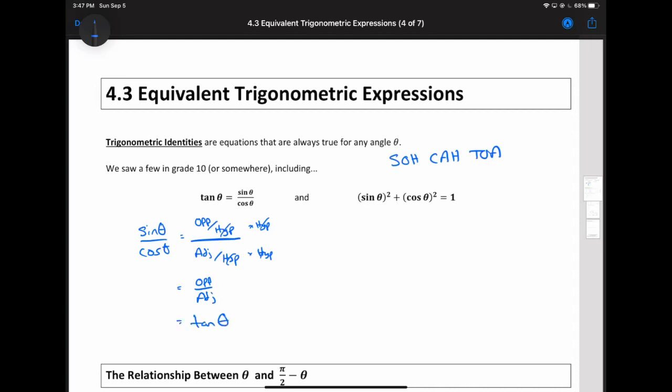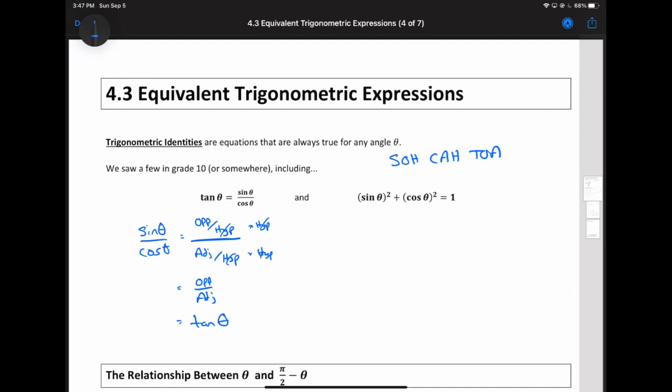So there's proof that tan theta equals sine theta over cos theta, meaning if you have a tan theta, you could replace it with sine theta over cos theta, or if you have a sine theta over cos theta, you can replace it with tan theta. They are exact equivalent expressions.